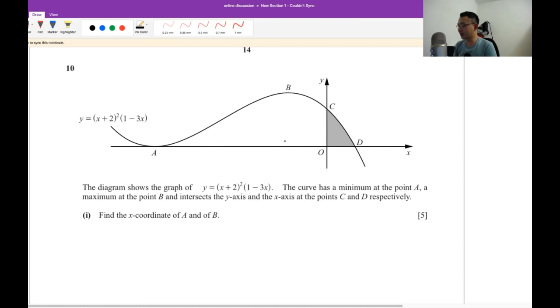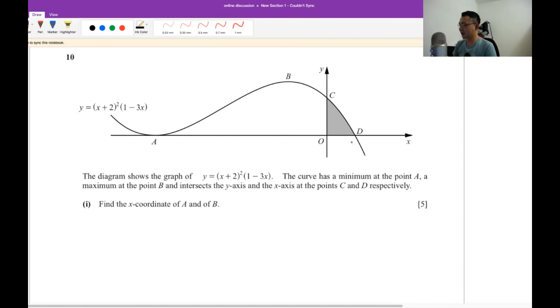So the diagram will show the graph. You have a graph here, with the minimum at point A and the maximum at point B, very obvious, and it intersects the y-axis at C and the x-axis at D. Find the coordinates of A and B. So very simple. It means dy/dx equals 0.